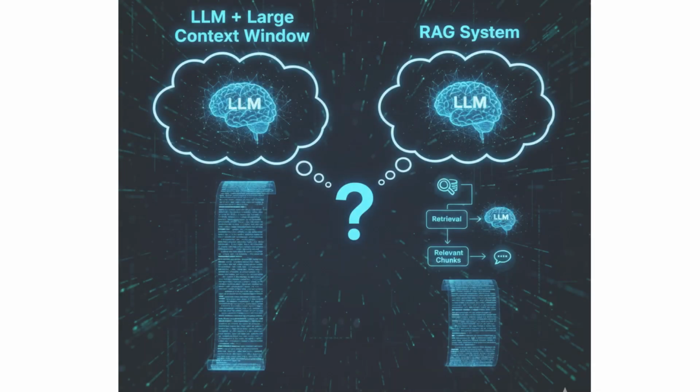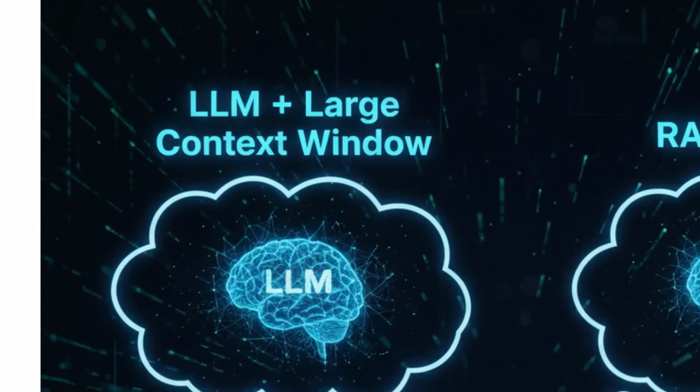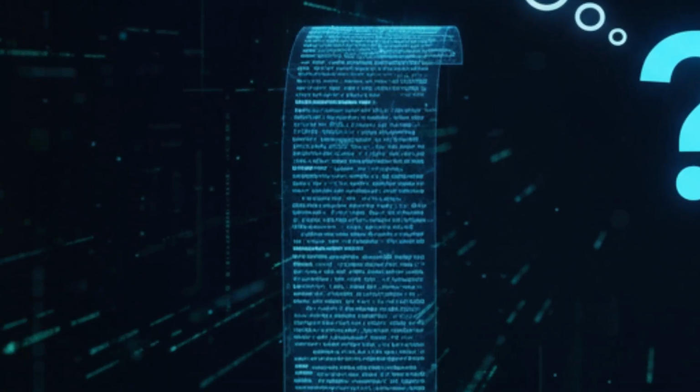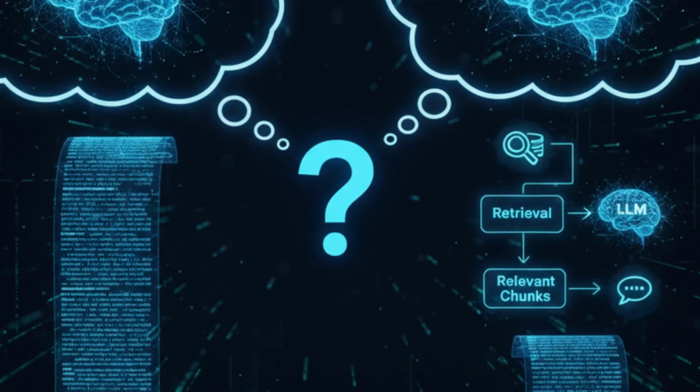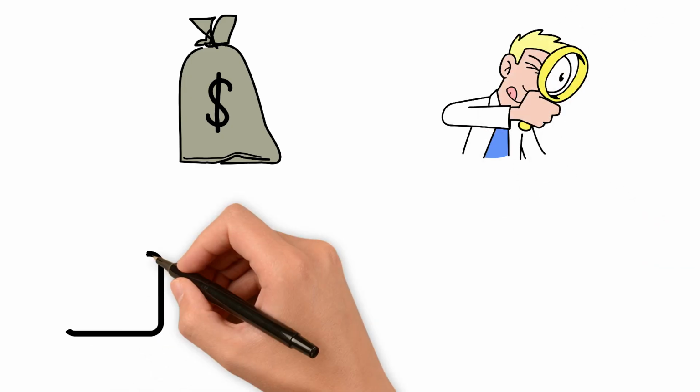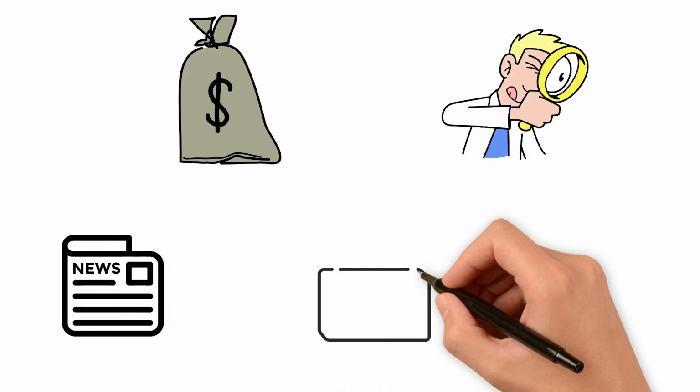Now, you might be thinking, but large language models have huge context windows these days. They can handle so much text at once. Is RAG still relevant? That's a great question. And the answer is a resounding yes. RAG is still key. While large context windows are powerful, RAG offers distinct advantages.